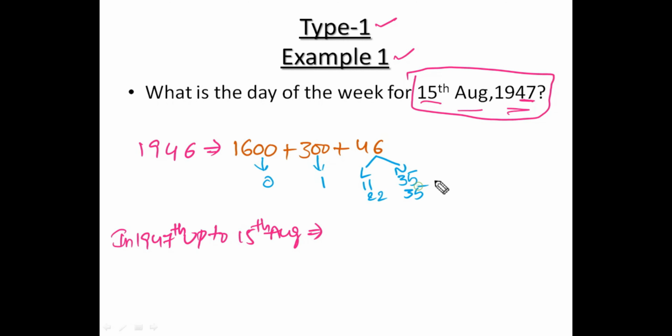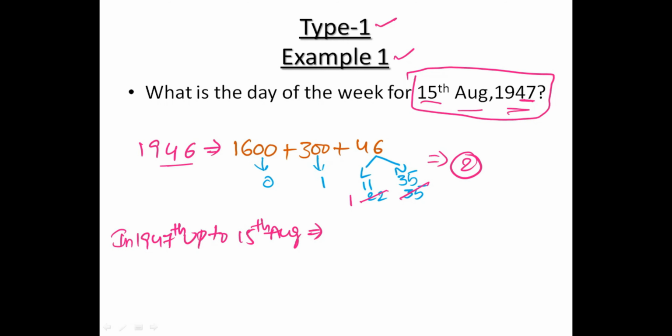Now cancel 7 multiples. 35 is directly divisible by 7, so it is cancelled. After dividing 22 by 7, the remainder is 1. So 1 plus 1 is 2. There are 2 odd days in 1946 years.